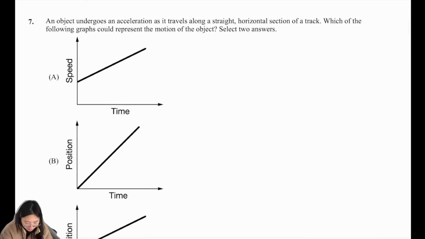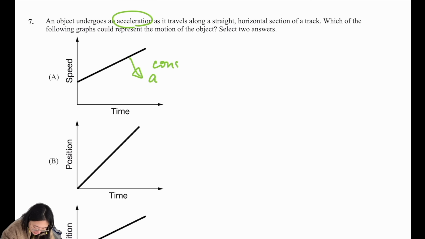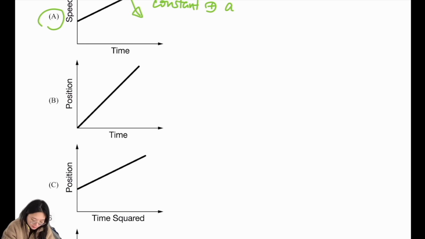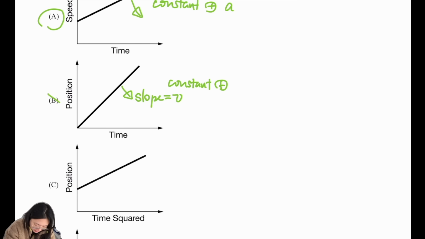Question 7. An object undergoes an acceleration as it travels along a straight horizontal section of a track. Which of the following graphs could represent the motion of the object? Select two answers. So A, speed versus time graph. Usually in the velocity versus time graph, the slope of the line represents the acceleration. So this means it is a constant positive acceleration. So A is the right answer. And B, position versus time graph. On the position versus time graph, the slope represents the velocity. So it just means it's a constant positive velocity, so not B.